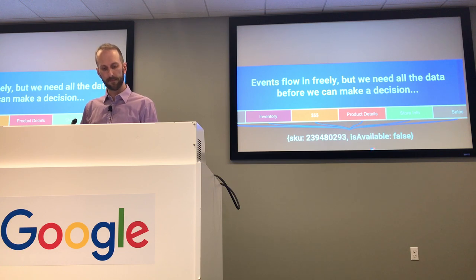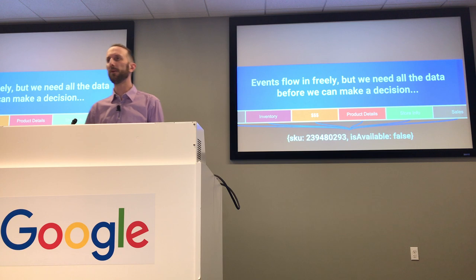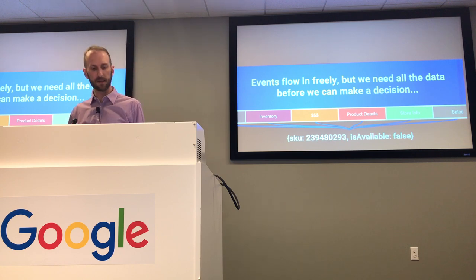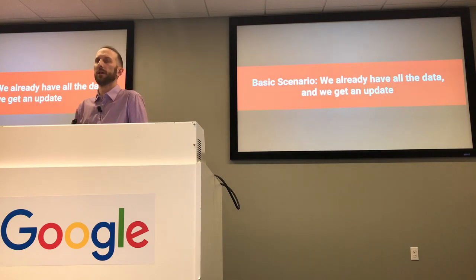Then we'll pull all this data in, we run it through our availability algorithms and spit out, this thing is not available. But every time a new piece of information comes in, we have to consult with all of the rest to see if this causes an item to become available or unavailable. And this state transition is really important for us. So there's two major scenarios that we have to account for.